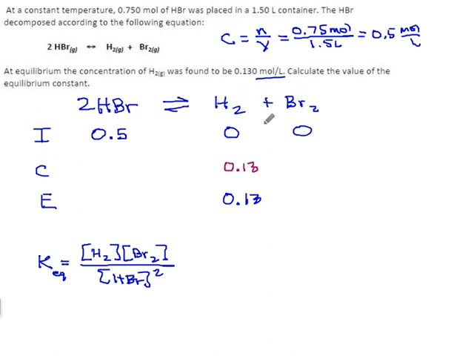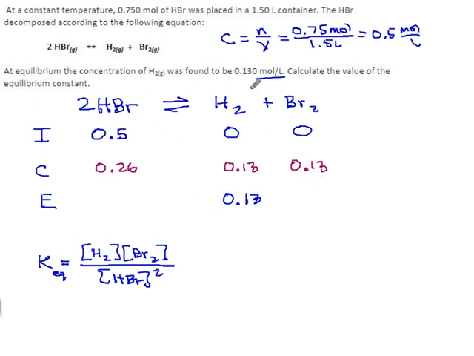Hydrogen and bromine are 1-to-1, so if you created 0.13 of hydrogen, you must have created exactly that same amount of bromine. The ratio of hydrogen to HBr is 1-to-2, so however much hydrogen you made, you used up twice that much HBr. If this is 0.13, this must be 0.26. Fair enough. This row, C, is the only one that obeys the coefficients. If you want to think C is also for coefficients in addition to change, that works. So if this is 2-to-1-to-1, you should see a ratio of 2-to-1-to-1 down here also in your change row.